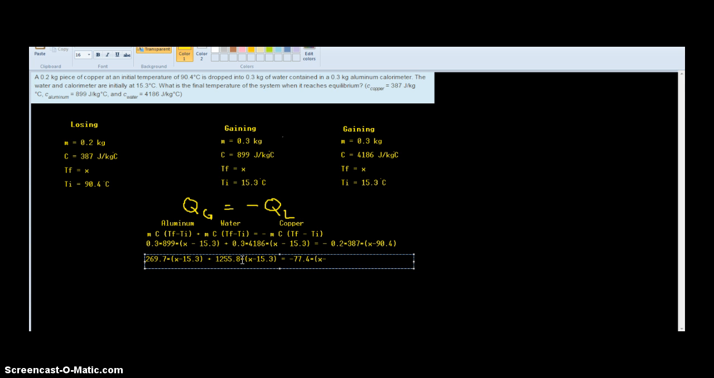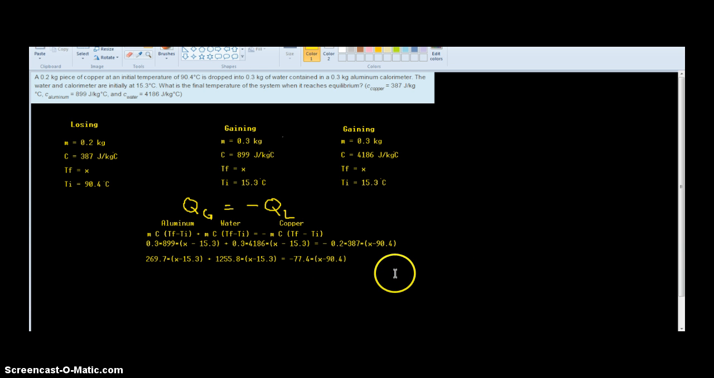times x minus 90.4. Another point that people sometimes make a mistake on is getting these values swapped around. For every one of these, it's final minus initial, final minus initial, final minus initial. Your final temperature is going to be less than your initial temperature for the copper. Okay, that's why it's so large, but the pattern still remains the same. Our next step then will be to distribute these values out front through each term inside the parentheses.